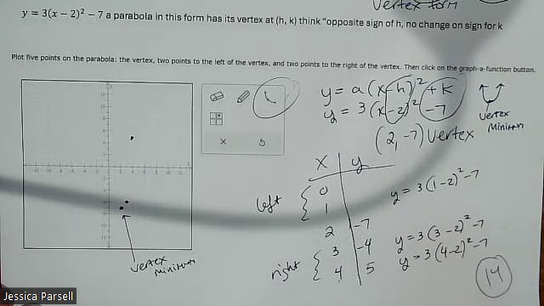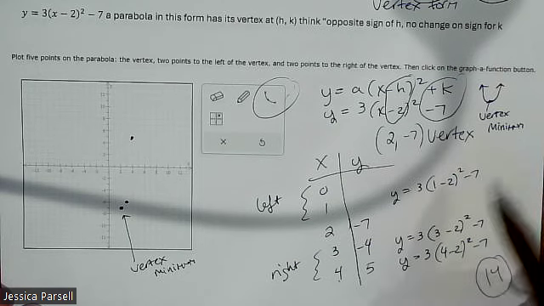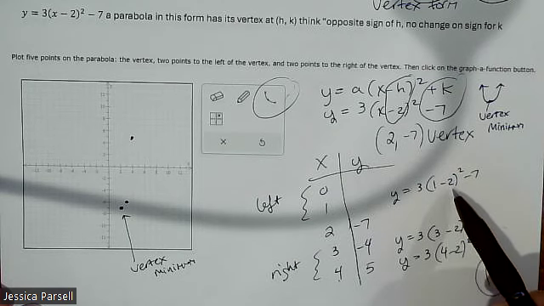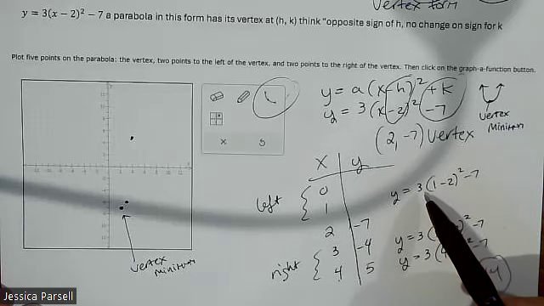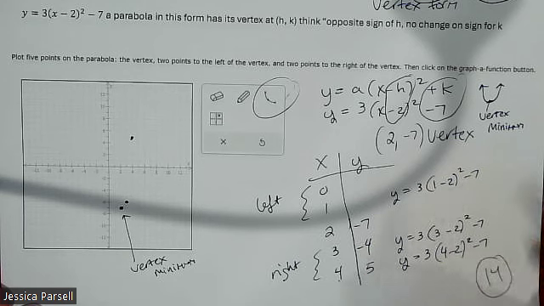Okay, so pause the video and see if you get the same thing I get. So if you're back, 1 minus 2 is -1. -1 squared is -1 times -1, which is 1. 1 times 3 is 3. And 3 minus 7 would give us a -4.